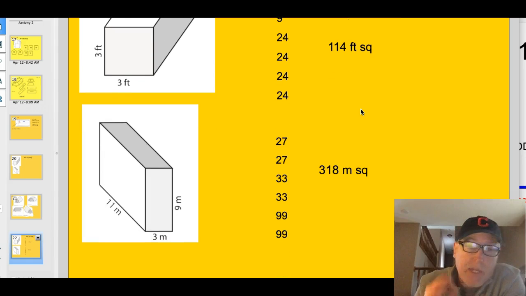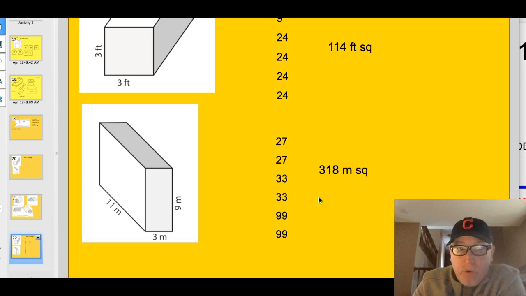Okay, down here in the bottom, you have a side that's 3 times 9, which is 27. And of course, you have one on the other end that's 27. You got an 11 times 3 here. That's 33. That's the top and the bottom. And then these 2 sides, you have 9 by 11. Those are 99. Add them all up, 318 meters squared.